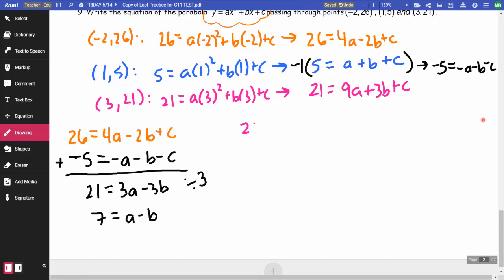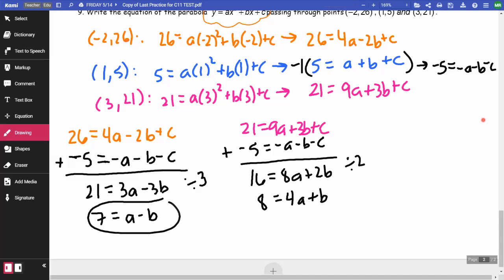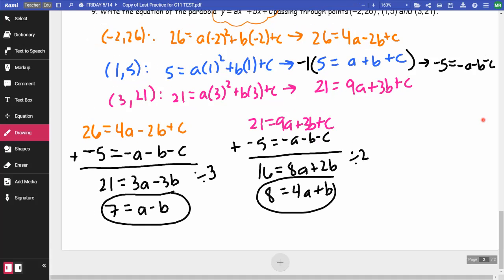So let me take the pink equation. 21 is equal to 9a plus 3b plus c. And that same middle equation, -5 is equal to -a minus b minus c. And when I add them up, I get 16 is equal to 8a plus 2b. I'm going to divide by 2, and I'm going to get 8 is equal to 4a plus b. So I've got this equation and this equation that I need to solve for. So let me do that right here.